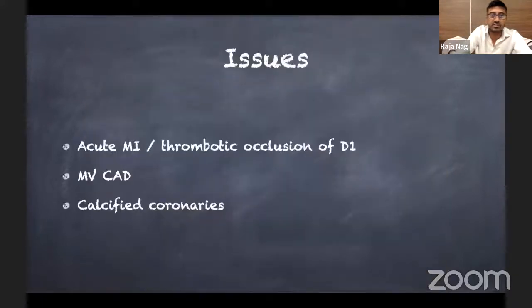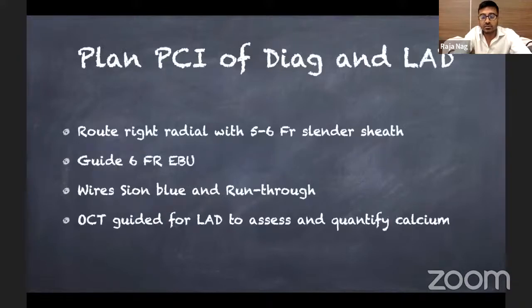From here onwards, the several issues at hand were that the patient had an ACS, acute STEMI, with thrombotic occlusion of D1 and critical stenosis of the LAD, multivessel disease, and calcified coronaries. We decided to do the culprit vessel first, planning to do the diagonal and the LAD through the same right radial route, with a 5 to 6 French slender sheath. The guide was a 6 French EBU with 2 wires, one in the diagonal and one in the LAD. I also decided to go with image guidance to decide whether we would need any special debulking methods for the LAD, as the angiographic images showed significant calcium.